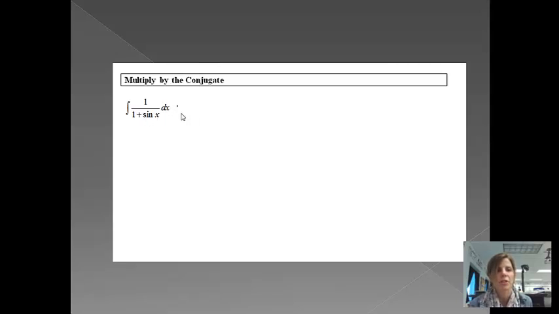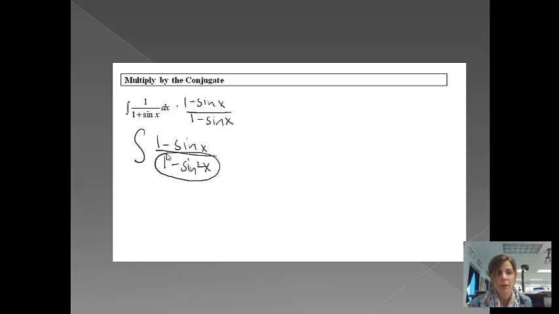The conjugate of 1 plus sine x is 1 minus sine x. So I'm going to multiply the numerator and denominator by that. So in the numerator now, I'm going to have 1 minus sine x. And in the denominator, I'm going to have 1 minus sine squared x if I multiplied that out. Okay, next thing that we want to do is use trig identities, because I know that 1 minus sine squared x is equal to cosine squared x. So I'm going to have 1 minus sine x over cosine squared x.